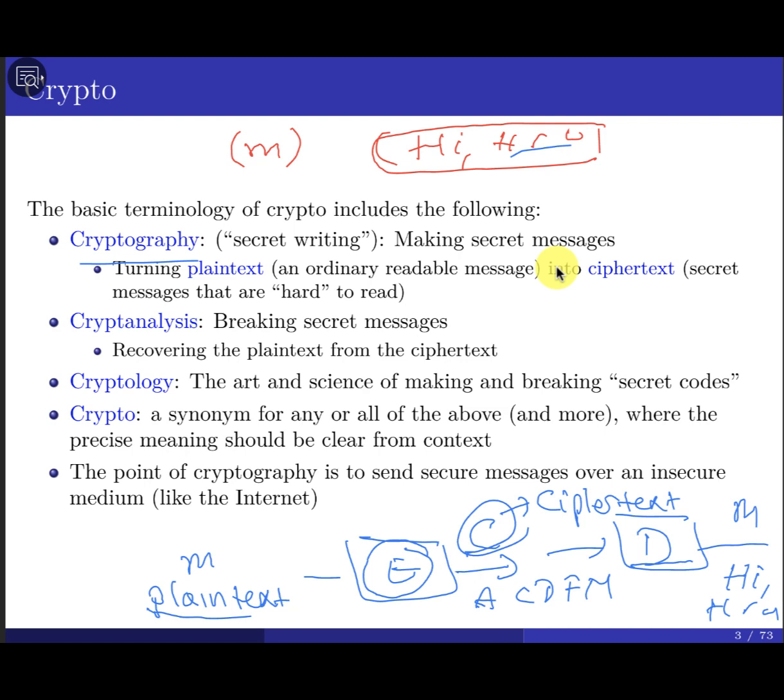Okay? Cryptanalysis is breaking secret messages. So it looks like the two are against each other. This one makes secret messages, this one tries to break in. Cryptanalysis is generally used by the bad guys. Someone intercepts the message and gets access to, for example, the ciphertext. Then this guy tries to retrieve the original message.